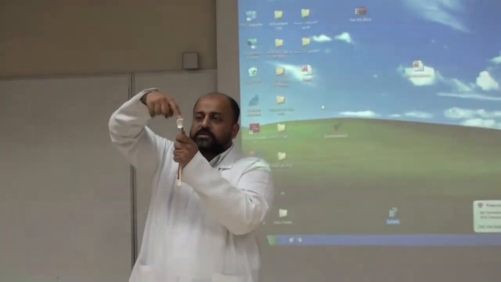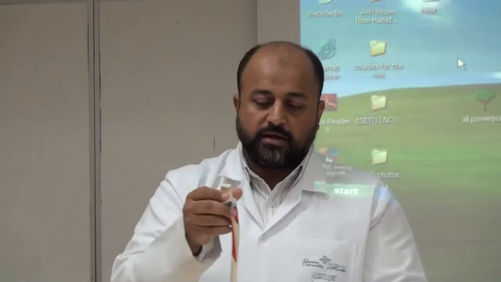So the upper end has how many features? Olecranon process, trochlear notch, coronoid process. The trochlear notch is always on the upper and anterior aspect. Upper and anterior. If I put it like this, it is okay. So the olecranon is going to be posterior.